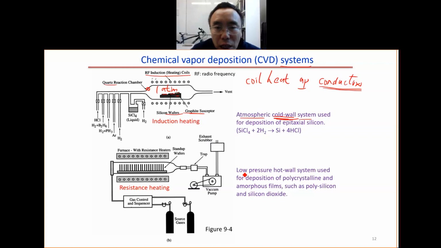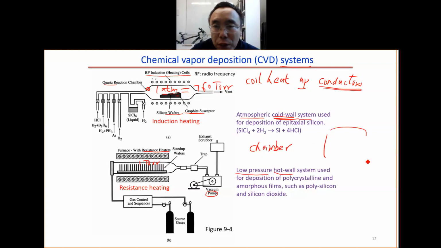The second one is the low pressure hot wall system. Here we have the pump, so the pressure is low. Usually the pressure inside is, for example, 1 torr. One atmosphere is 760 torr, so this is the low pressure. For the hot wall, you can see we have a resistance heater, and everything inside will be heated. So this gives you a hot wall. Those are the 2 typical systems. The third one is the chamber.